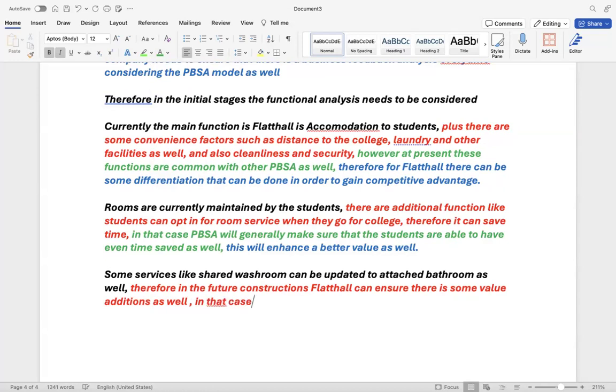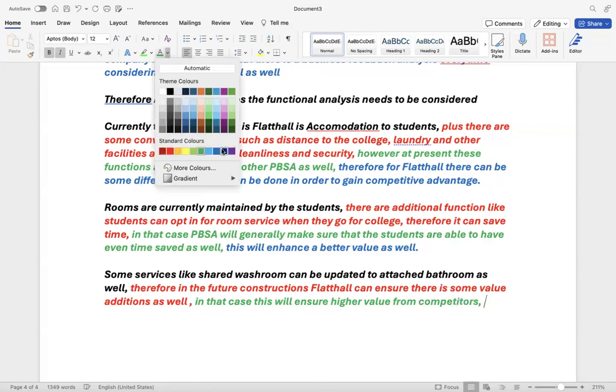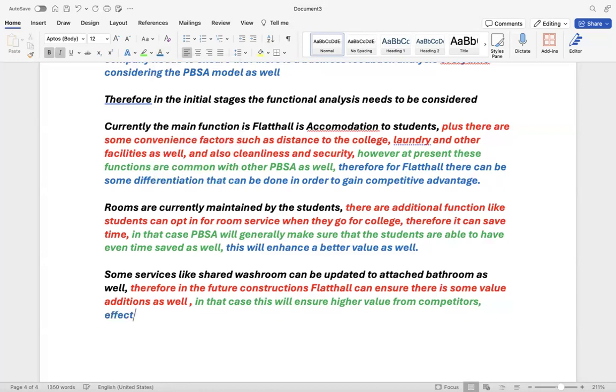In that case, this will ensure higher value from competitors. Effectively result in competitive advantage.